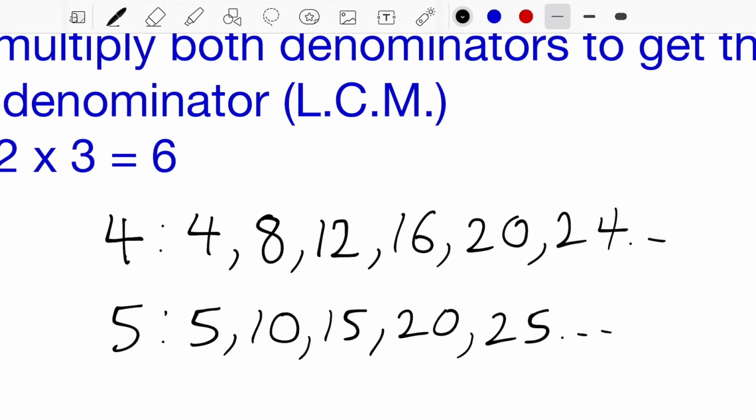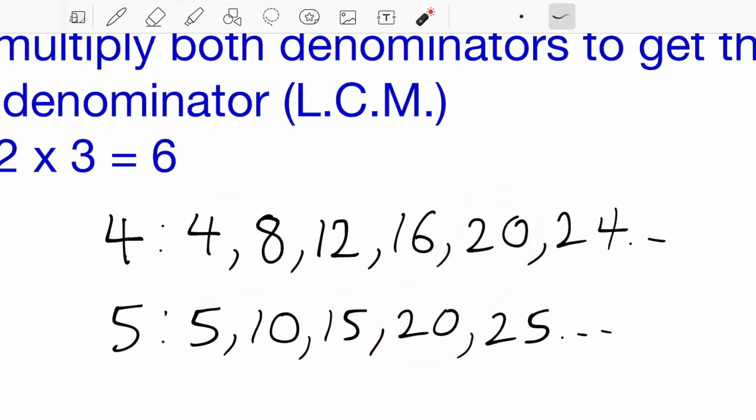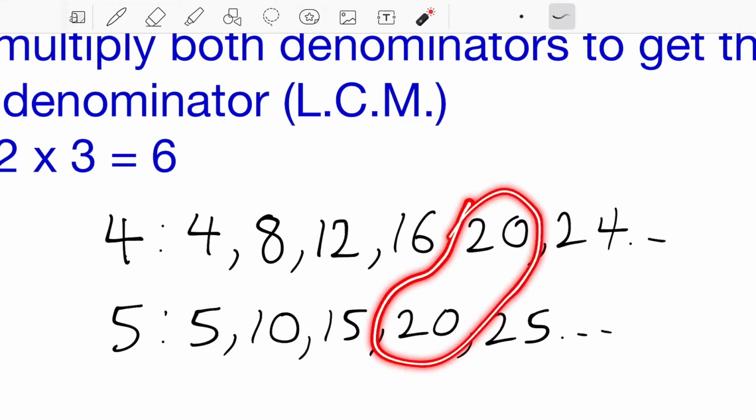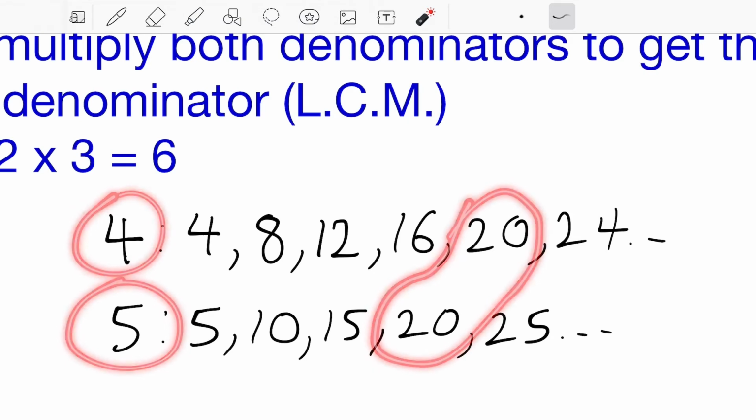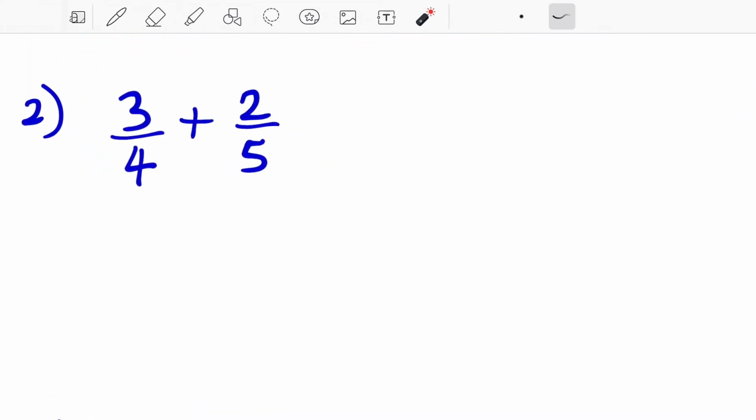So we understand what common means. Common, we're talking about same. So we can see here that we have a common number or a common multiple, 20. So this is the lowest common multiple because there are no other common multiples before it. So 20 is the lowest common multiple of 4 and 5. So we will use that for the addition and subtraction of fractions with different denominators.